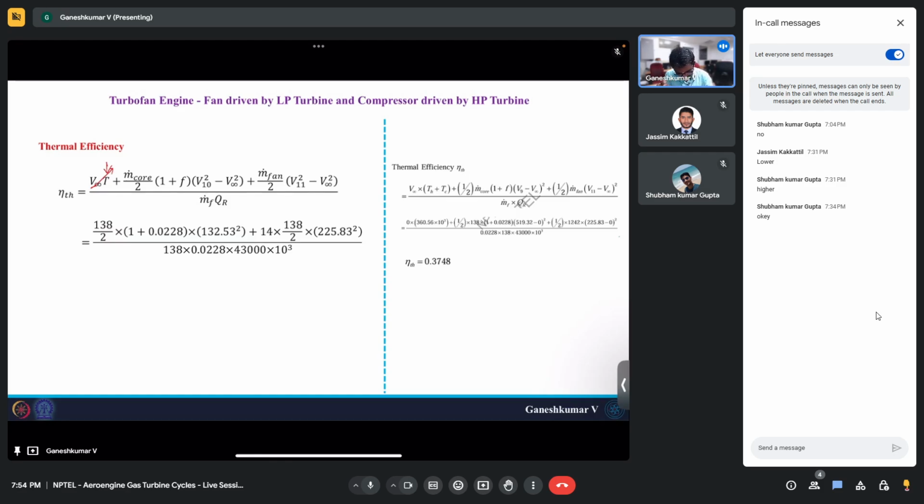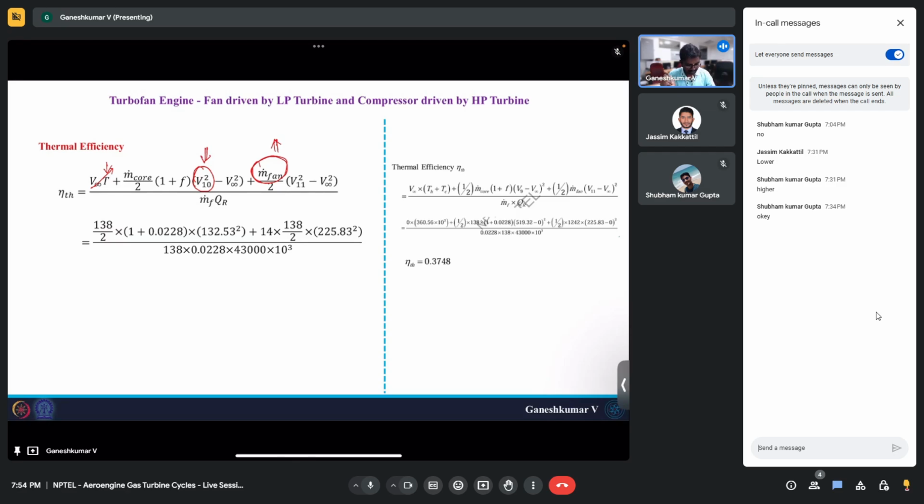The second thing is your V10, the core nozzle velocity. This has reduced, so the numerator has reduced, and thermal efficiency should reduce. But this m dot fan over here has increased, right? Because your beta has increased from 9 to 14. So these are counteracting things, which might lead to an increase or decrease based on their effect.